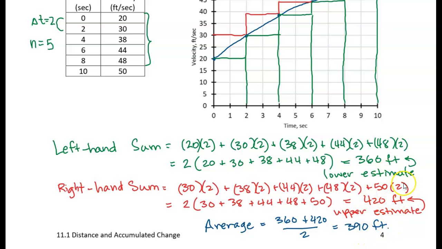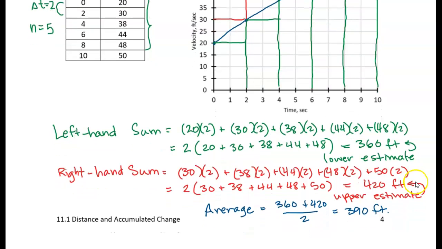Now you might be interested in the error here. You look at the difference between 360 and 420, right? That's 60 feet. So we could consider this to be plus or minus 30 feet, right? Half of the distance between the upper and lower estimates, 30 feet, if you're interested in the error involved.